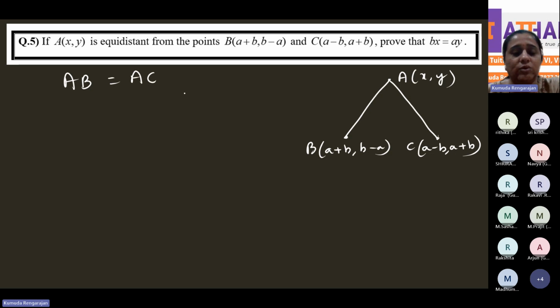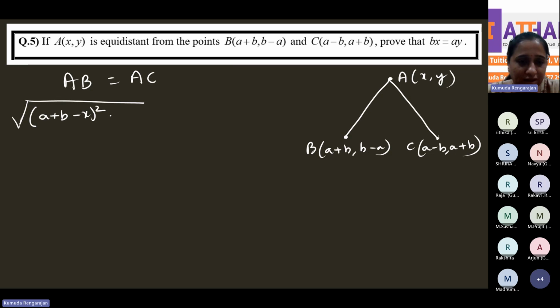So AB is equal to AC means, how do you find AB? Square root of x2 minus x1 the whole square, and so on. How do you write AB using the formula? You should subtract their x coordinates. This is the point A, this is the point B. Let me write A plus B first: a plus b minus x the whole square, plus, let me write this y coordinate first.